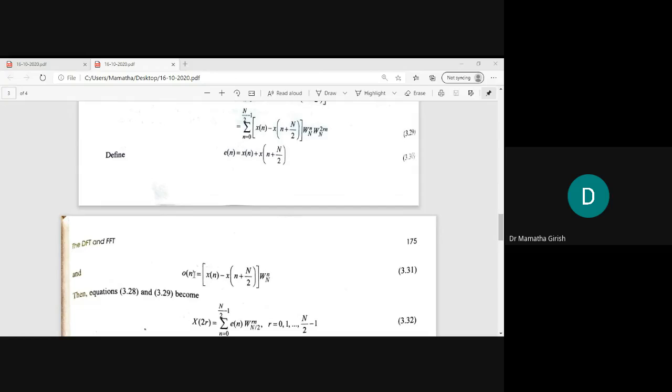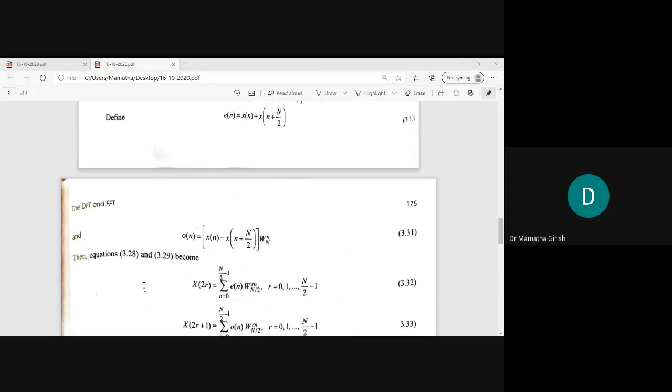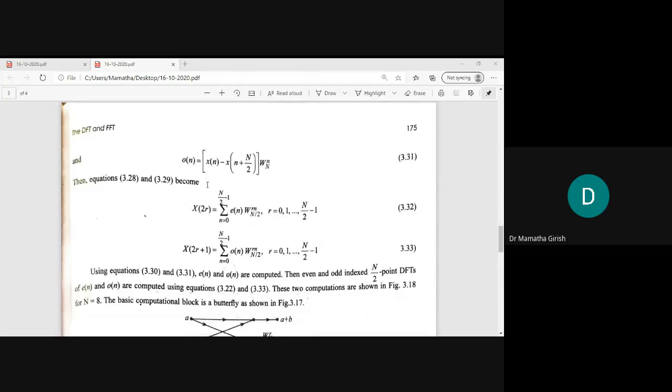Now, with this even and odd representation of time index values, the equation for the even indexed frequency samples and odd index frequency samples can be rewritten in terms of E of n and O of n as follows. Is the first equation for the even index frequency samples where the value of k is 2r. What have I done? The term within the square bracket is replaced by the even index sample E of n multiplied by its corresponding Twiddle factor. What is the range of n? Varying from 0 to n by 2 minus 1.